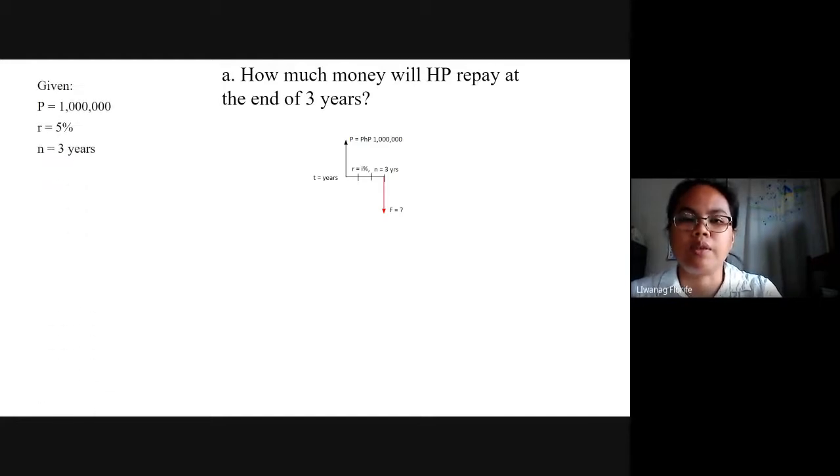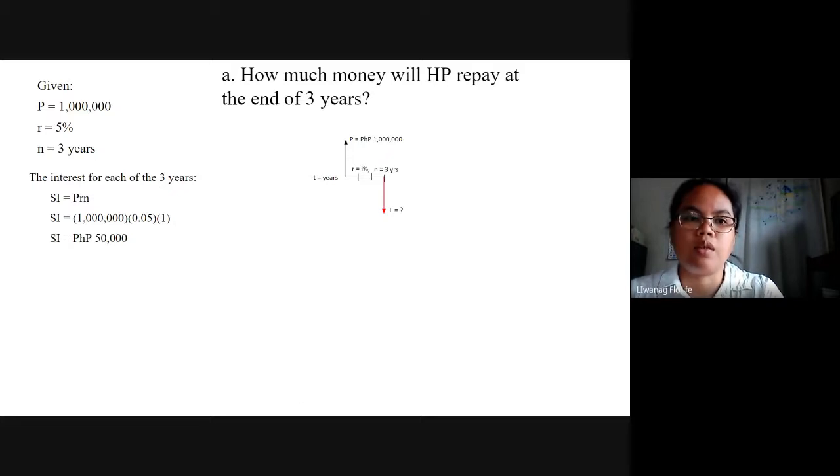So we identify the given values. We have the P, or the principal, of 1 million pesos, the simple interest rate of 5%, and the number of years of 3 years. So first we identify the interest for each of the 3 years. In simple interest, it is considered that the interest due at the end of every year is equal.